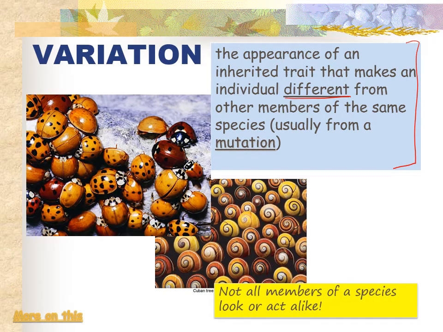If you look at these populations of ladybugs, there's different ranges of colors and patterns, and that would be genetically controlled, and that would be considered variation. They're all the same species, but they don't all look alike. Same here with the snails. There's different patterns and color variation. Not all members of a species look or act alike.